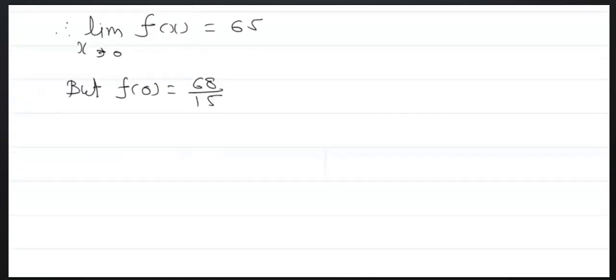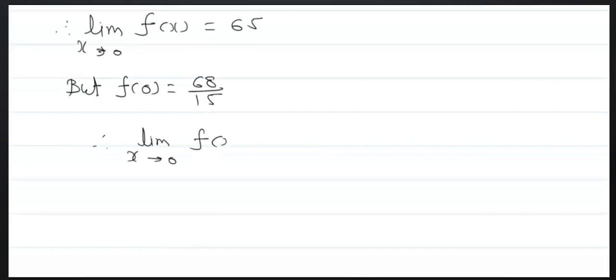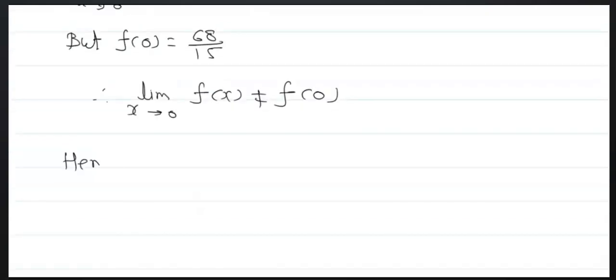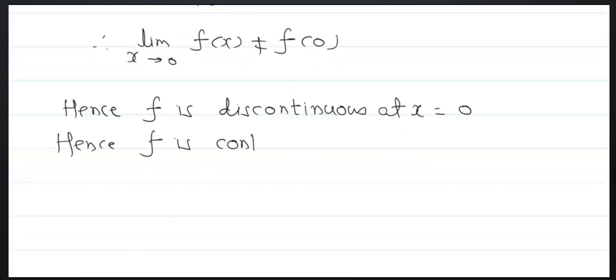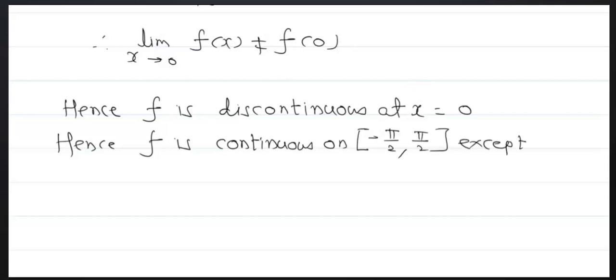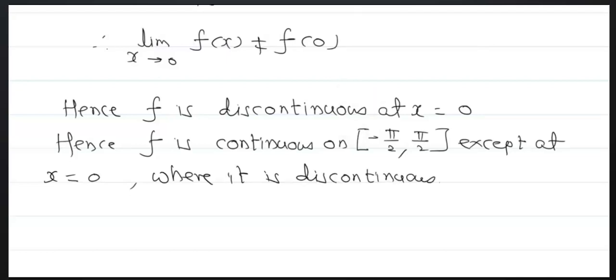But f of 0 is equal to 68 by 15, and therefore the given function is discontinuous at x equal to 0. Hence, f is continuous on minus pi by 2 to plus pi by 2 except at x equal to 0, where it is discontinuous.